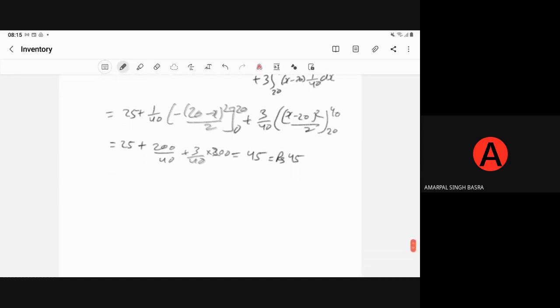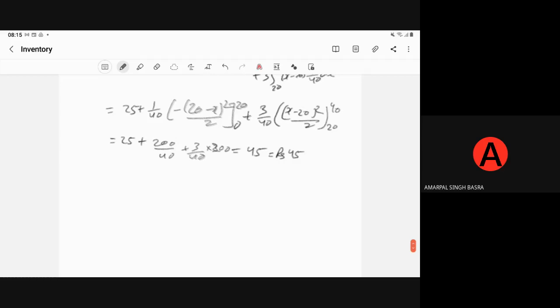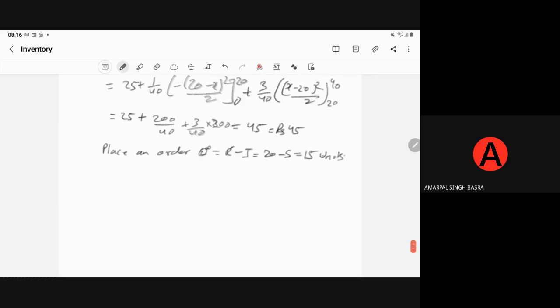So what will be the optimum ordering policy from part A and part B? The optimum ordering policy is to place an order, because when we are placing an order, the total cost is coming 45. When we are not placing an order, the total cost is coming 46. So the optimum ordering policy is what? Place an order of quantity R star minus I. R star is 20. Initial inventory is 5. So of 15 units you have to place an order. Then the total cost will be less.